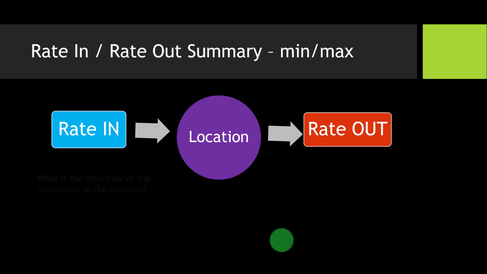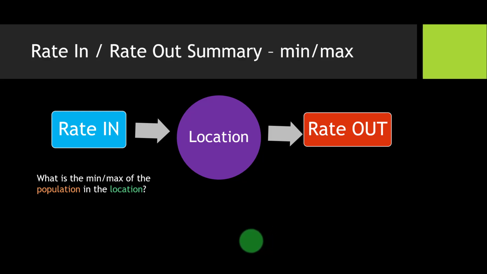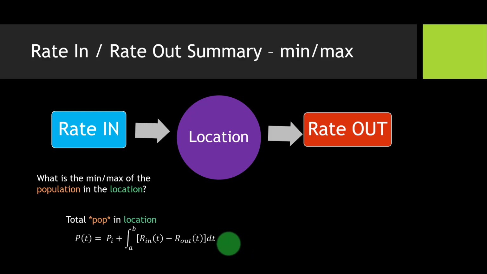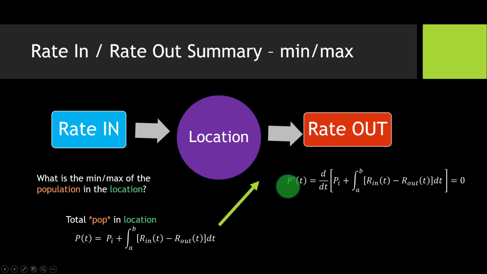Min-max is also a very common one. What is the minimum or maximum of the population in the location? So at what time of day is there the most amount of people at the Statue of Liberty? That's a common question. So the total population, from the previous example, is the initial population plus the integral of rate in minus rate out. And if we take the derivative, now we're applying the fundamental theorem of calculus. Well, the initial population is just a constant, so that'll be 0. And then when we take the derivative of this, we'll just get rate in minus rate out.